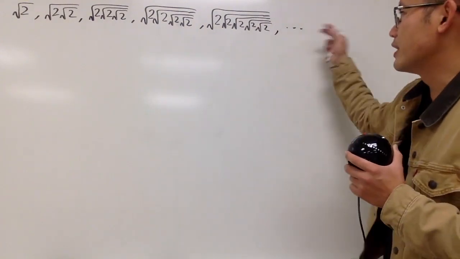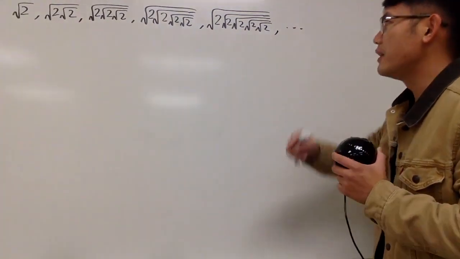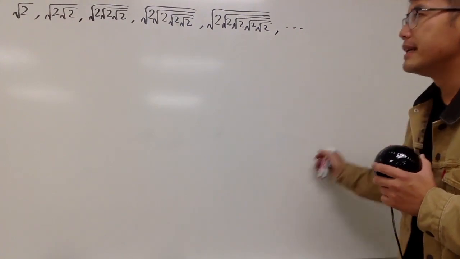Of course, you can imagine the next one is square root, and then 2, and then square root of 2. All together you have 6 2's, and then you open the 6 square roots and all that.